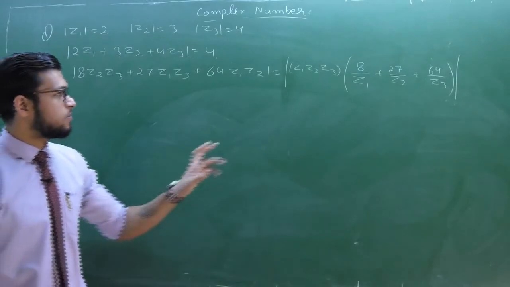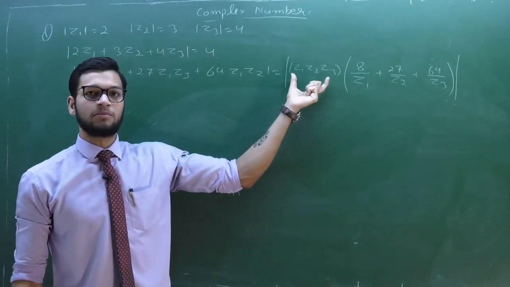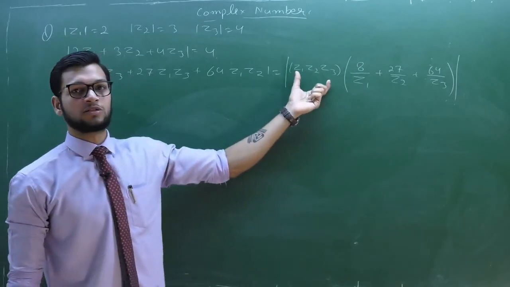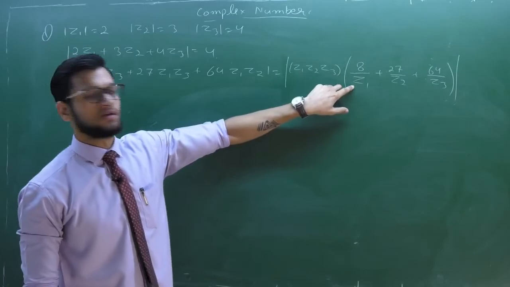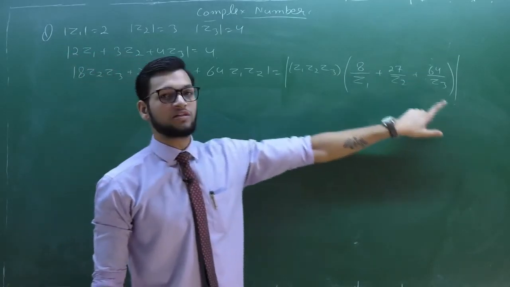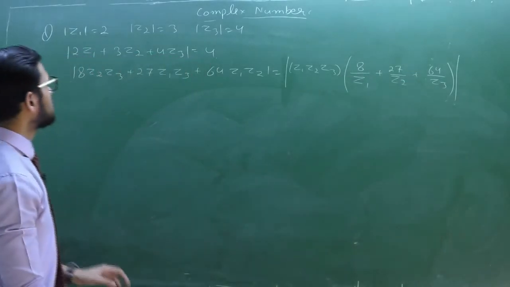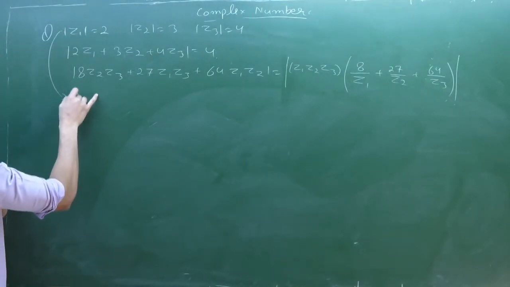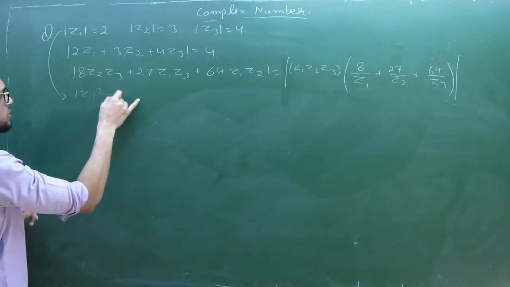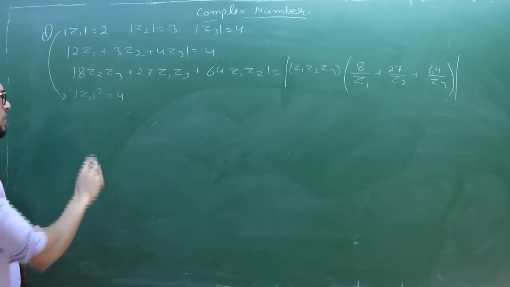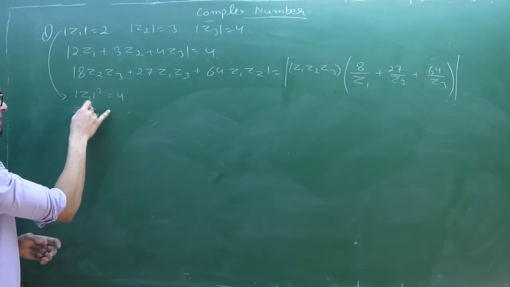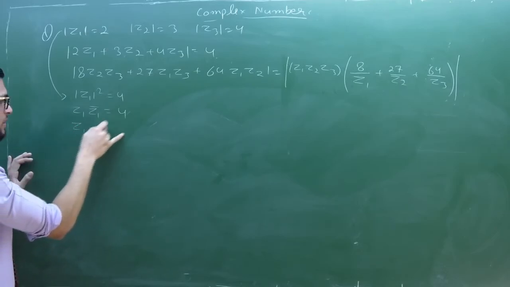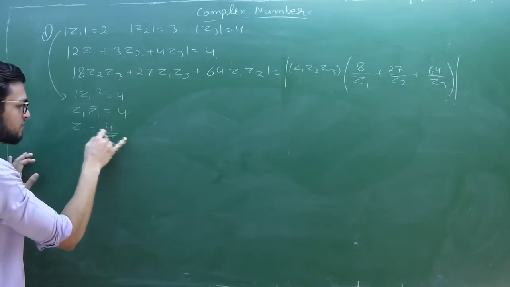First term we have mod of z1 z2 z3, if we multiply and divide it by z1 z2 z3, then we have z1 z2 z3 multiplied by 8 upon z1 plus 27 upon z2 plus 64 upon z3. Now, we have mod of z1 is equal to 2. We can also conclude this as mod of z1 square is equal to 4. If mod of z1 square is equal to 4, then z1 multiplied by conjugate of z1 is equal to 4. Now we can say that z1 will be equal to 4 upon conjugate of z1.